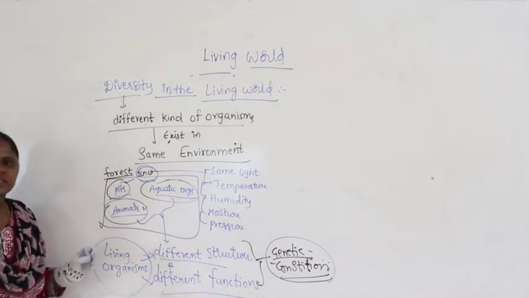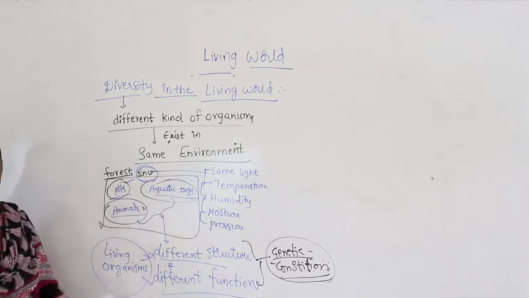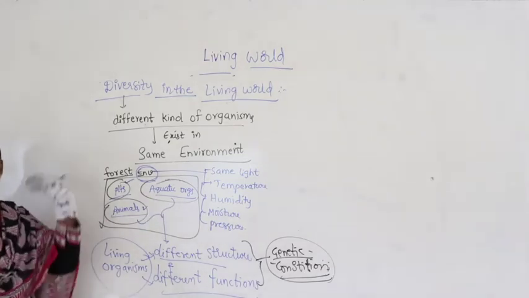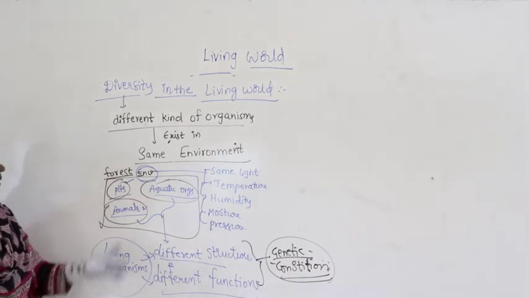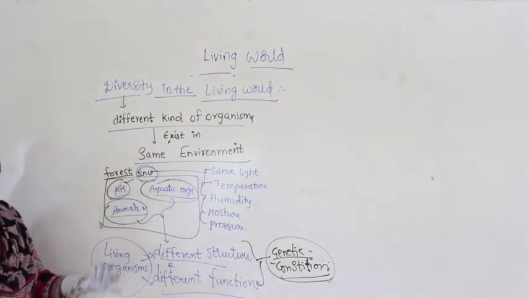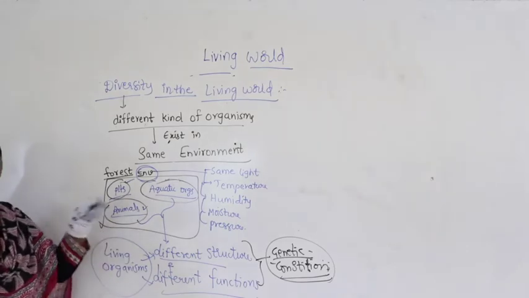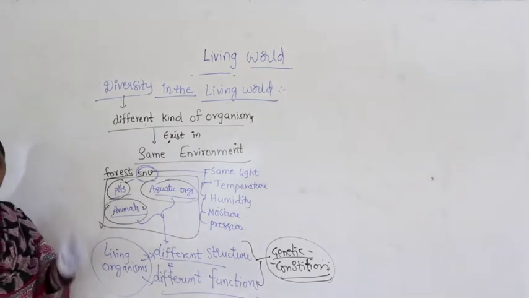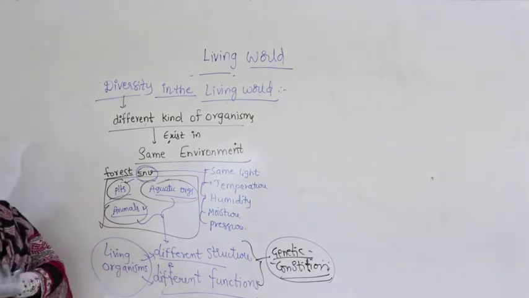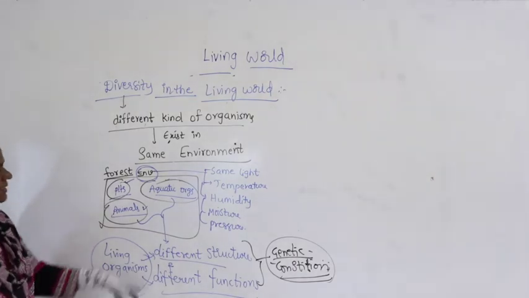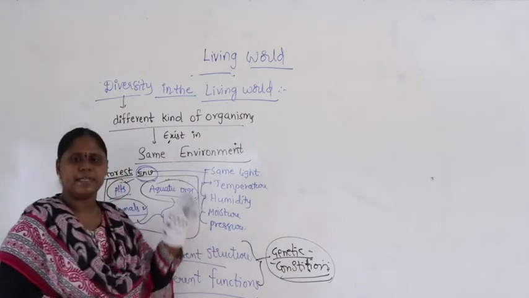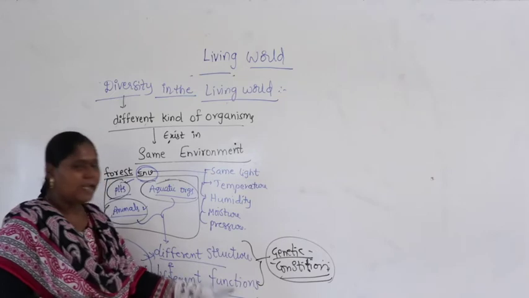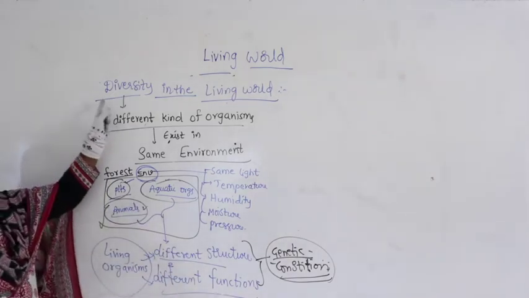What is the meaning of diversity? Different varieties of organisms keep growing in the same environment. The environment is the same, all parameters of the environment are the same, but the organisms differ. Why? All organisms are born and brought up in the same environment. When all are growing in the same environment, they should all look similar, right? No, but they are not looking similar. Why? Because every organism has its own genetic constitution.